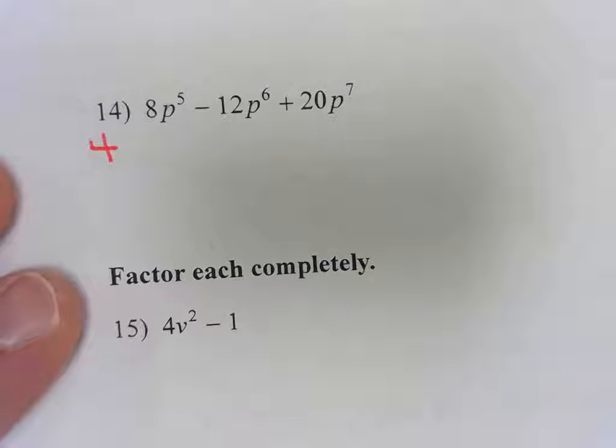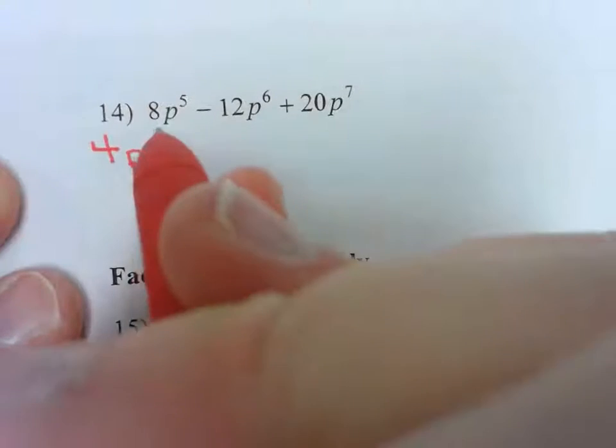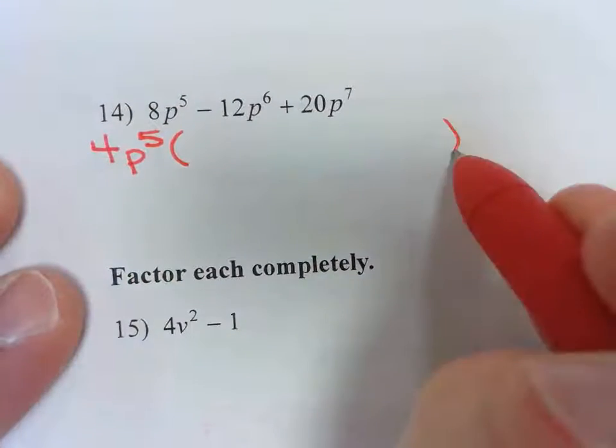How do I figure out what exponent goes with the p? It's the smallest one. So the GCF is going to be 4p to the 5th. You always pick the lowest exponent. Good.